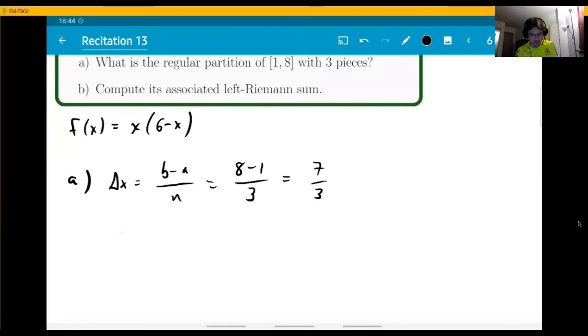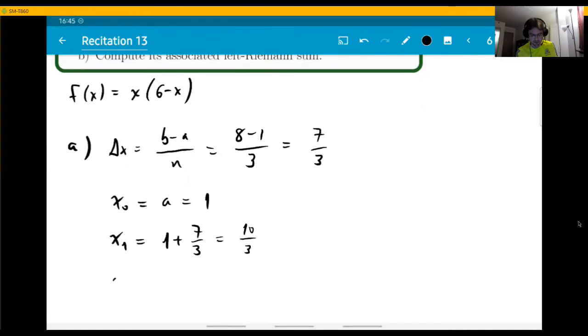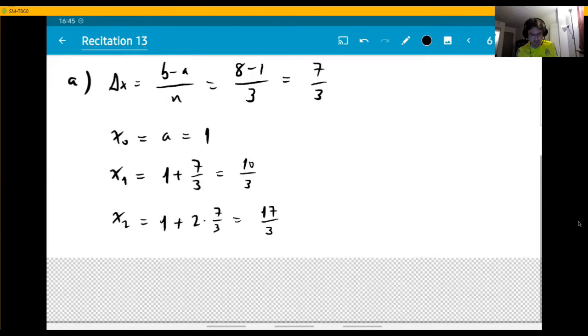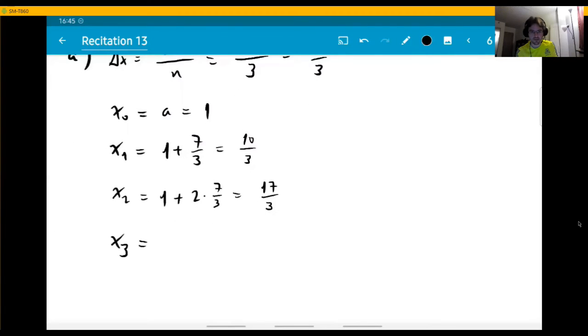And what are the points? The first point is just the a, the initial point of the interval, 1. And then for every other point, you're just going to be adding this delta x. So 10/3 is the first one, or we can call that the second one because the first one is a. The next one, think of it this way: start from a, which is 1, and add twice the delta x. So in this case, you have 17/3. And then finally, the last one should be the b, if you did your math right. As you can see from here, this does work. It gives you the 8.